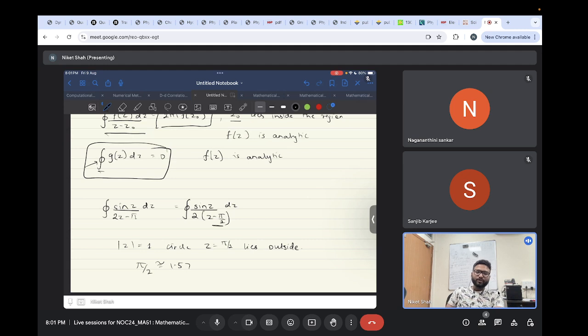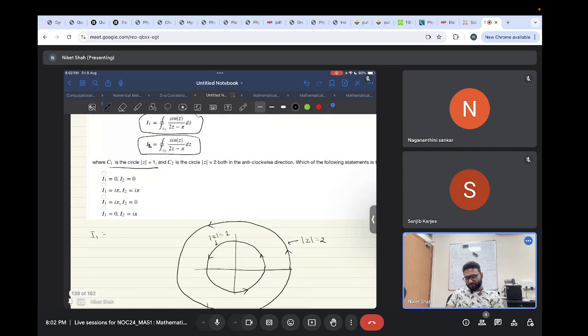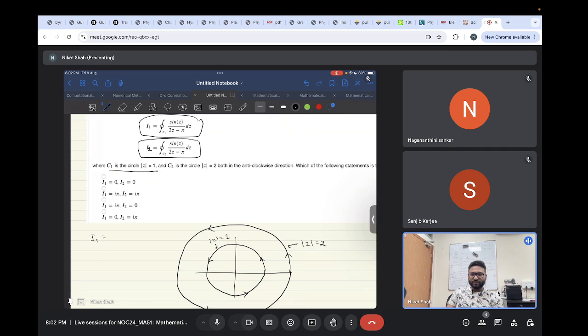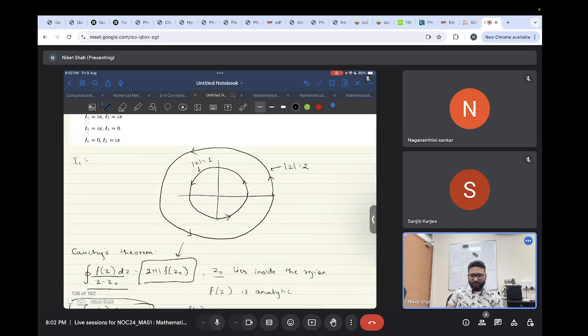So in that case, you know how to evaluate it. You know how to use Cauchy's integral theorem. We'll use this expression 2 pi I into f of z0, substitute that value and see what the value comes out. That's how you solve this. I'm not solving the whole question again because it's your job to do so, but I just gave a good flavor as to how to do this.